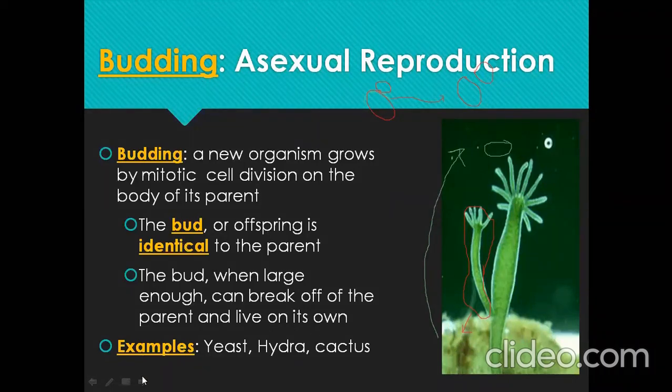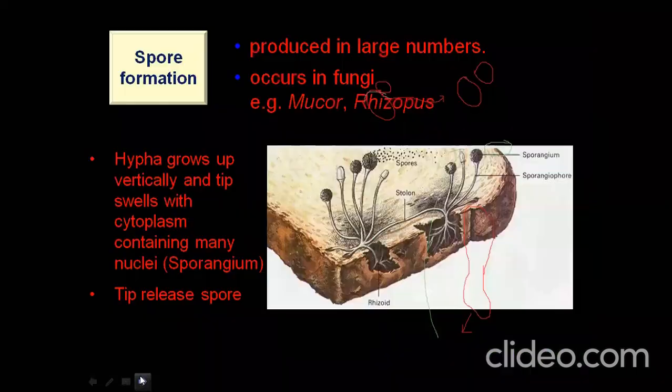Okay, now let's move toward another one. This is another example of asexual reproduction, spore formation. Actually, spore formation produces a large number of spores. I will give you an example. It happens in fungi, right? So we are considering the example of fungi. As you can see here, this is Rhizopus, right? It's the name of a fungus.